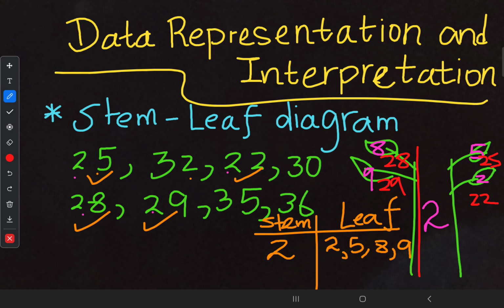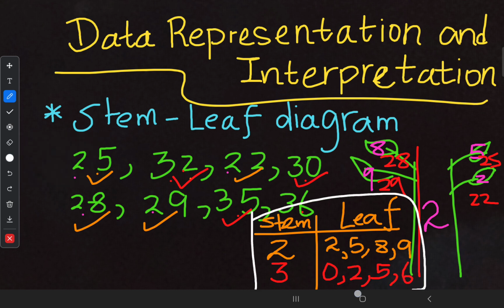Then our second stem is 3. Among these four values, the least one is 30, so the leaf value should be 0. It's okay to keep 0 in a leaf. Then 32, so the leaf is 2 here, then the leaf is 5 here, and the highest one, the leaf is 6 here. This is the easiest way to interpret your data and indicate it in a stem and leaf diagram.